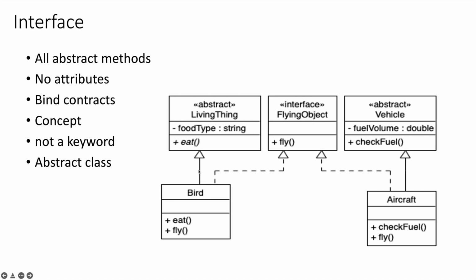This is equivalent to multiple inheritance, but this is not multiple inheritance because Bird is not going to inherit the concrete methods or the implemented methods. Remember, interface is more of a concept and not a keyword. In some languages it is available as a keyword, but in some languages it is not. For example, in C++, or in Java also, if you write a class with all methods abstract inside it and not even a single attribute, it can be treated as an interface.